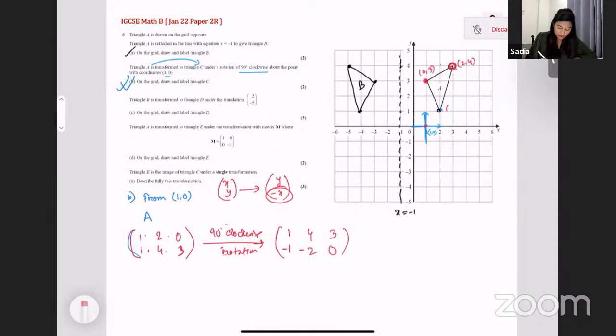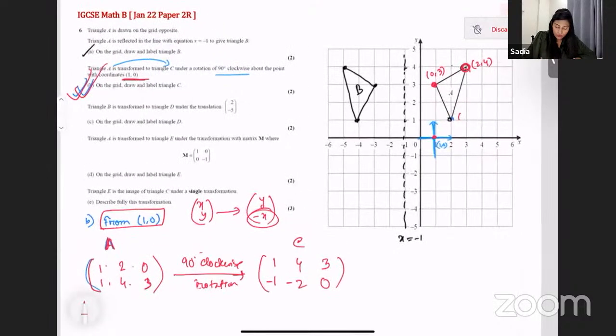So this is triangle C, and the initial one is triangle A, and everything is from 1, 0, because we are still solving part B where the new center is 1, 0. So 1, minus 1. From here, you move 1 unit towards the right and then 1 unit vertically downward. So it's here. Then 4, minus 2. So 1, 2, 3, 4, 1, 2 here. Then 3, 0. 1, 2, 3, 0. So this is actually triangle C.